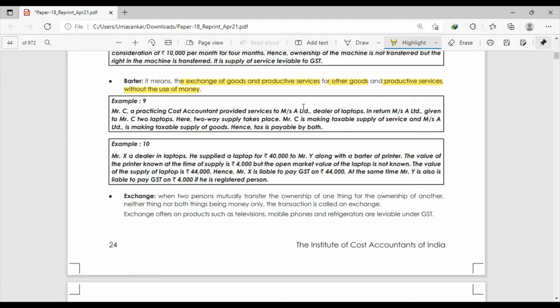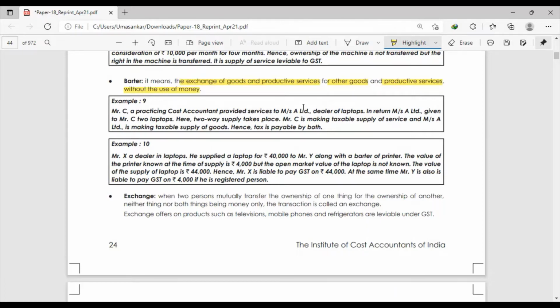See, here an example is there. Mr. C, a practicing cost accountant, provided services to MSA Limited, dealer of laptops. In return, MSA Limited gave Mr. C 2 laptops. Here, two-way supply takes place. Mr. C is making a taxable supply of services, and MSA Limited is making a taxable supply of goods. Hence, tax is payable by both.